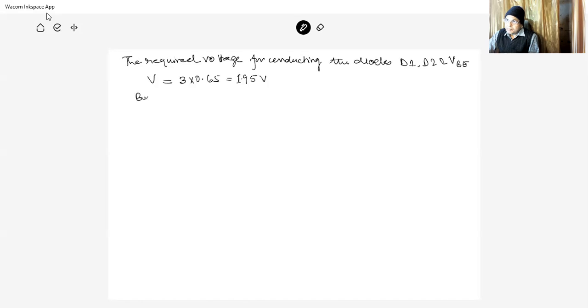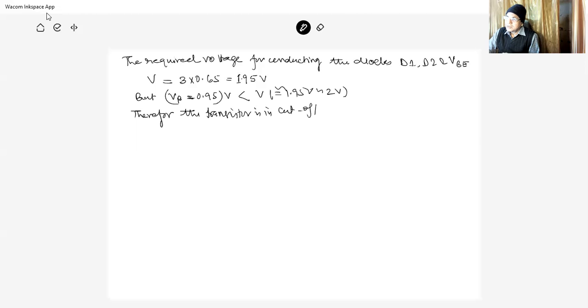But the voltage at point P is 0.95 volt, which is less than the required voltage, what is 1.95 volt, or sometimes it is 2 volt. Therefore, the transistor is in the cutoff region. Transistor is in the cutoff region. So what happens?